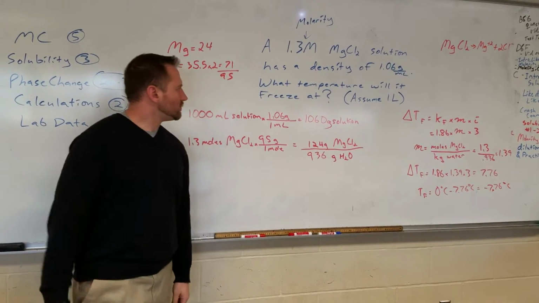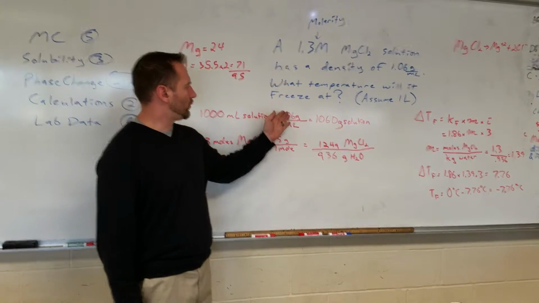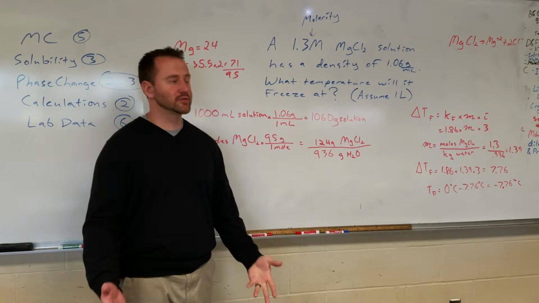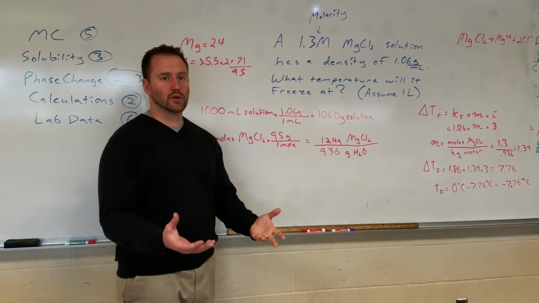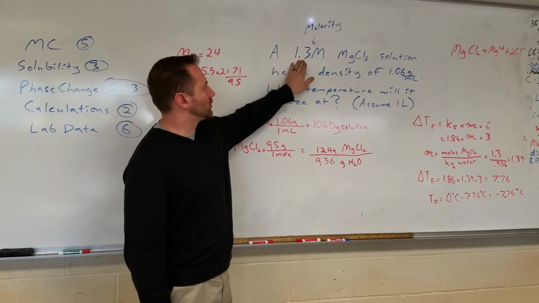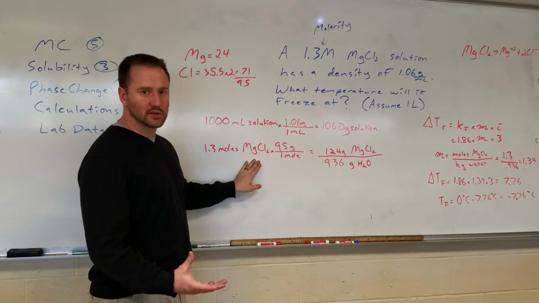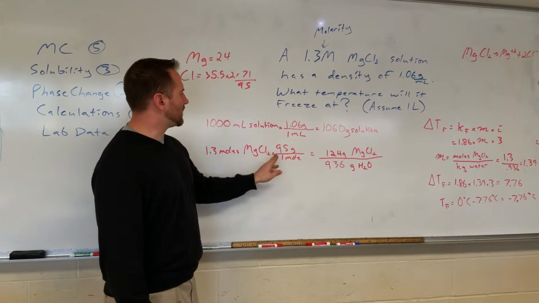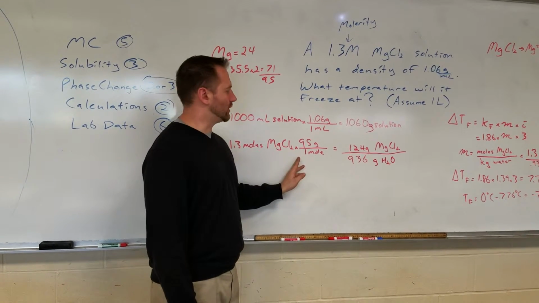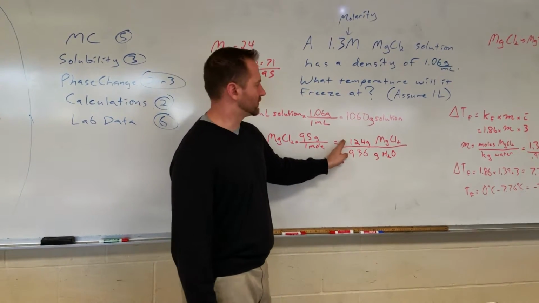So, if we assume we have 1 liter, that's 1,000 milliliters of solution, at 1.06 grams per milliliter, we have 1,060 grams of solution. Since we have 1 liter, and we have a 1.3 molarity for magnesium chloride, that means there's 1.3 moles of magnesium chloride present in that liter. So multiplying by the molar mass, which I just calculated out right here, of 95 grams per mole, we see that there would be 124 grams of magnesium chloride in the solution.